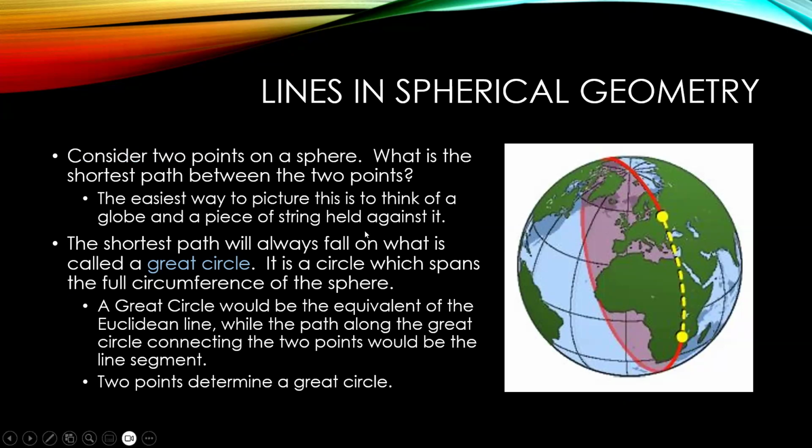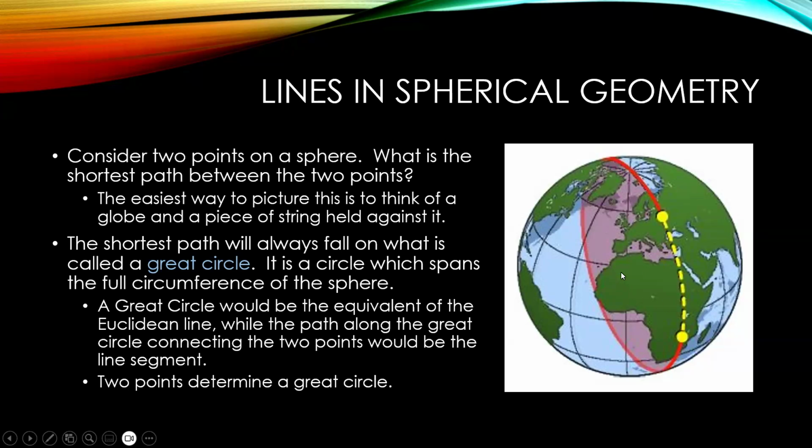Well, the easiest way to picture this is to think of a globe and a piece of string held against it. If you pull the string as tight as you can, what you're going to get is that the shortest path is on what's called a great circle. And so a great circle is a circle which spans the full circumference of the sphere. It's not going to be some smaller version.